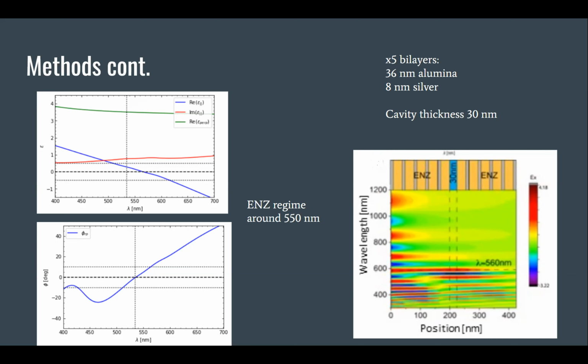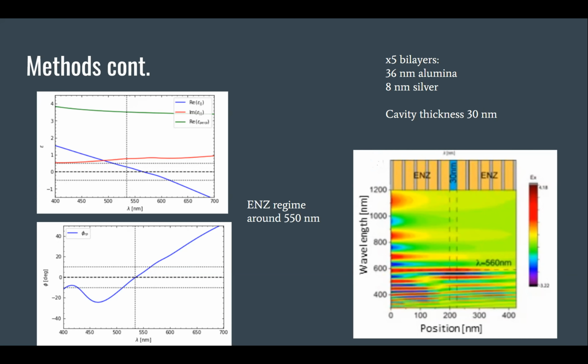As you can see, for the bottom graph it's about 535, I think, but at 540 to 550 nanometers these two effects line up. So in that 10 to 20 nanometer range right there, we have an ENZ metamaterial, and past that we have a hyperbolic metamaterial. That was using the transfer matrix method, varying the thicknesses to get what we want.